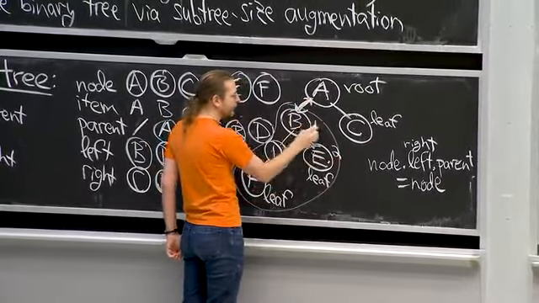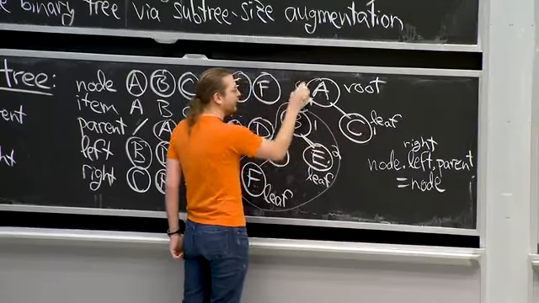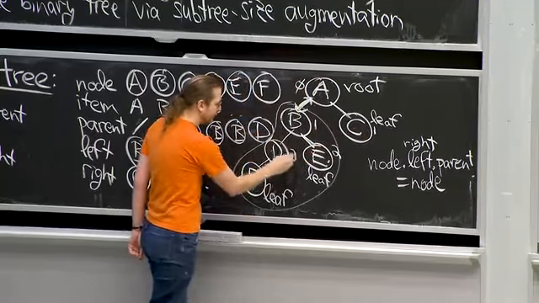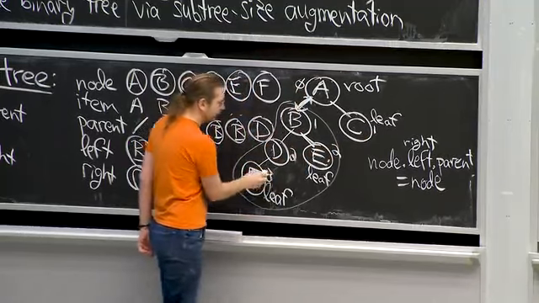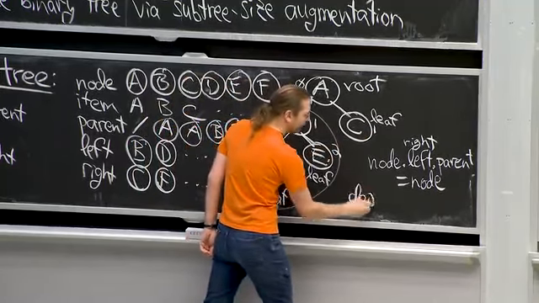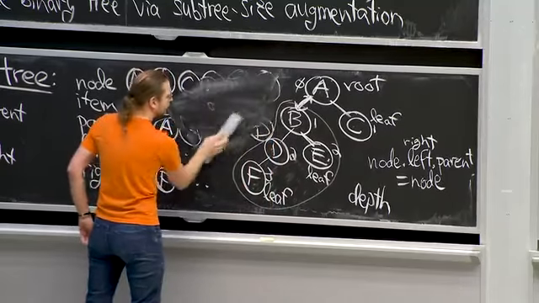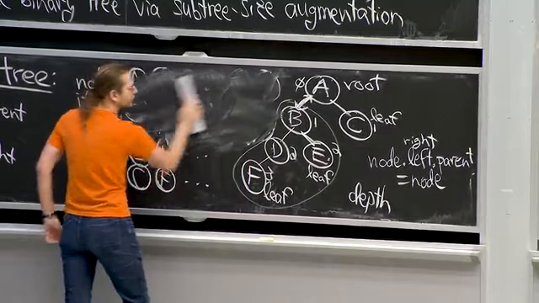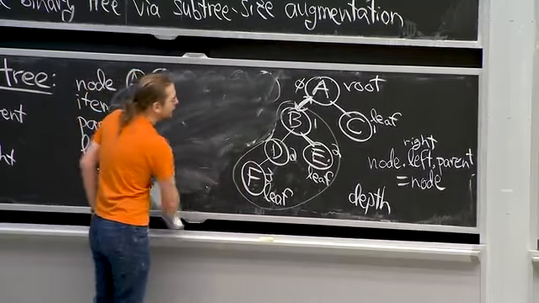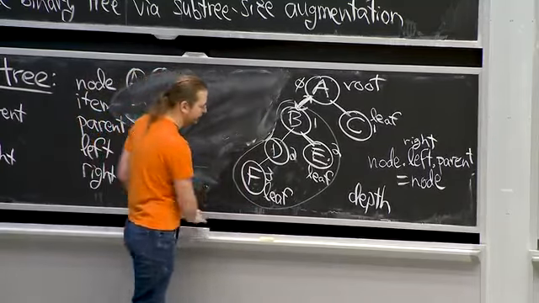So maybe I'll write some depths. Depth of E is 2. Depth of these guys is 1. Depth of the root is 0, 2, 3. So those are depths. I'm going to clean this up a little bit so I can focus on the image.